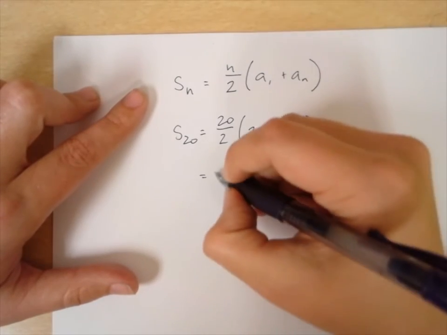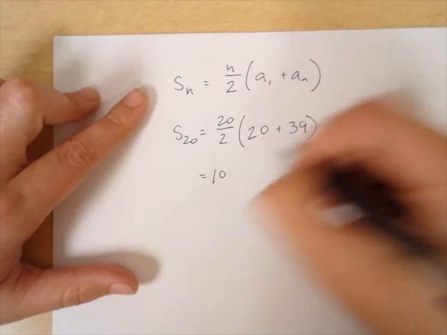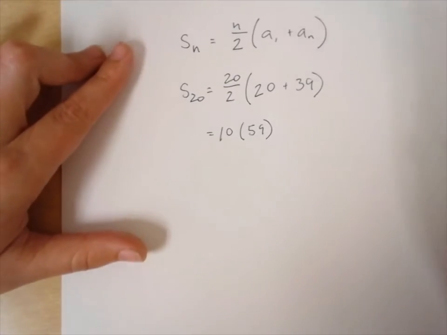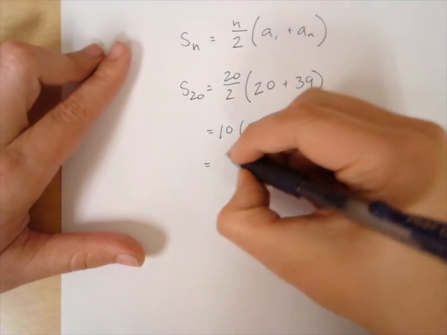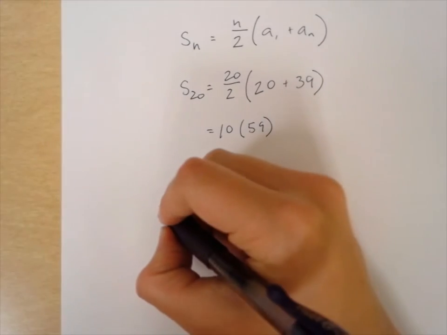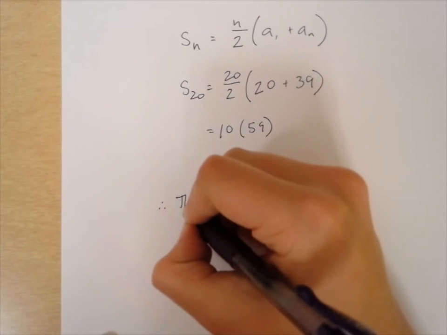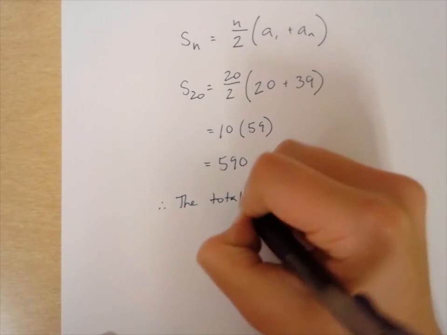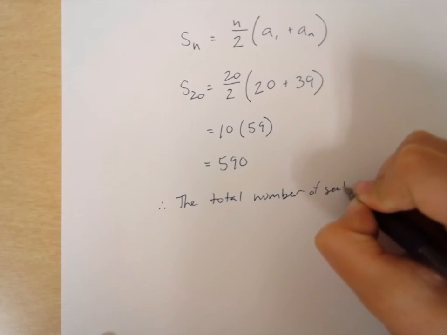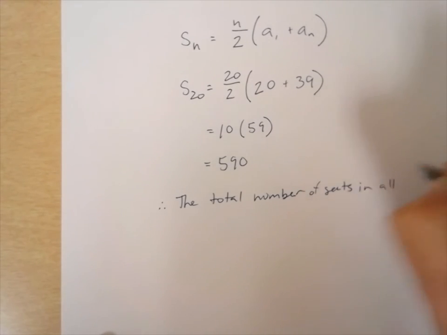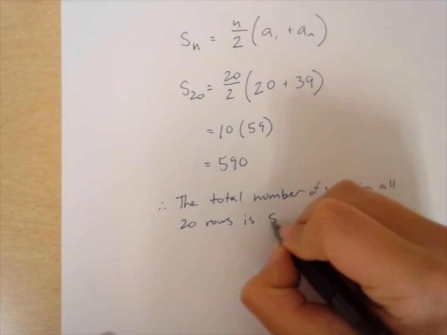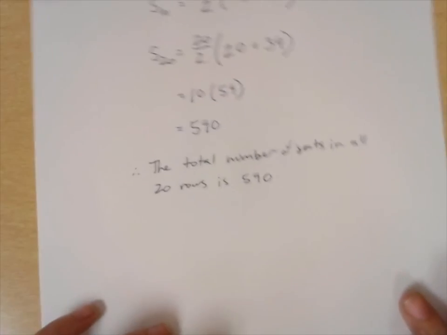And now I do some math. 20 over 2 is 10. Inside parentheses, I have 59. 10 times 59, remember I just add a 0 at the end, I get 590. And so I can conclude that the total number of seats in all 20 rows is 590.